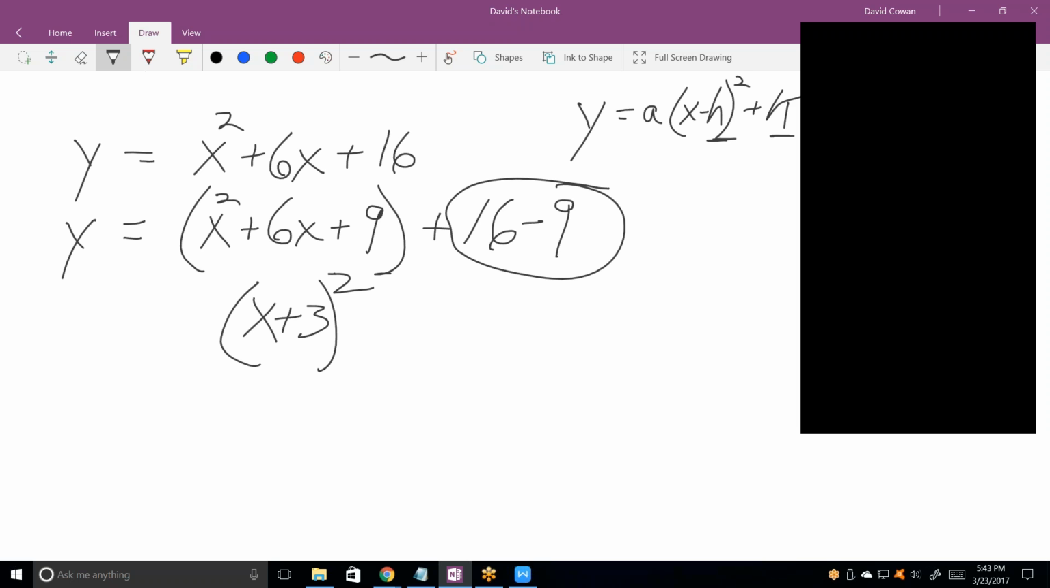Combine your two numbers, you get plus 7. You got it in vertex format. Where's the vertex? Negative 3, 7. Correct. Wait. Negative 3, comma 7. Correct. Because it's x minus h. So in this case, h must be minus 3.